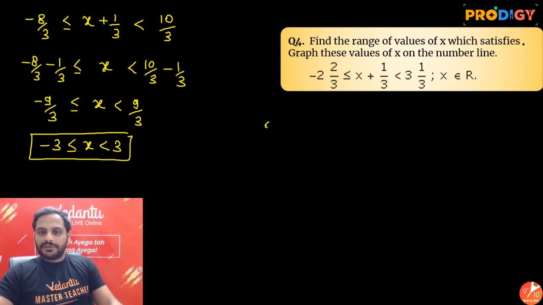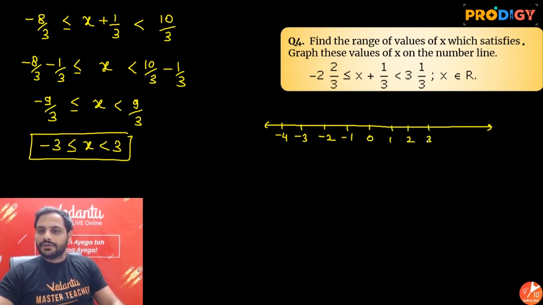Alright, so now on the number line how will it look? Let's say it is minus 4, minus 3, minus 2, minus 1, 0, 1, 2, 3, 4 and 5. Let's say this is the number line. Now I know minus 3 is included. So at minus 3 we will have a darkened circle. 3 is not included. So at 3 we will have a hollow circle and join both of them. So all the values in between them.